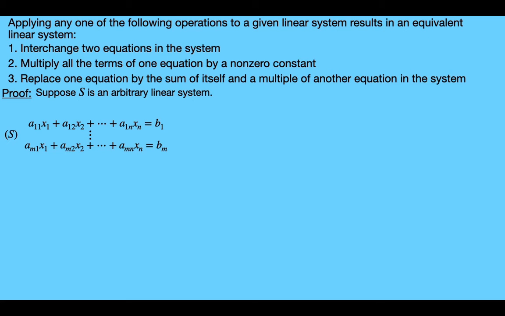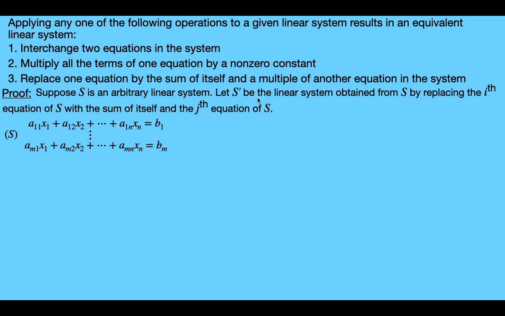So first, suppose that S is an arbitrary linear system represented by the linear equations given here. Now if we interchange any two equations of the system S, it's pretty clear we're not changing the solution set, because switching any two equations in the system doesn't affect the solution set. Similarly, multiplying all the terms of one equation in the system by a non-zero constant isn't going to change the solution set. The only one we really need to worry about is the third one. So we're just going to prove that if we replace one equation by the sum of itself and a multiple of another equation in the system, that we get a new system with the same solution set.